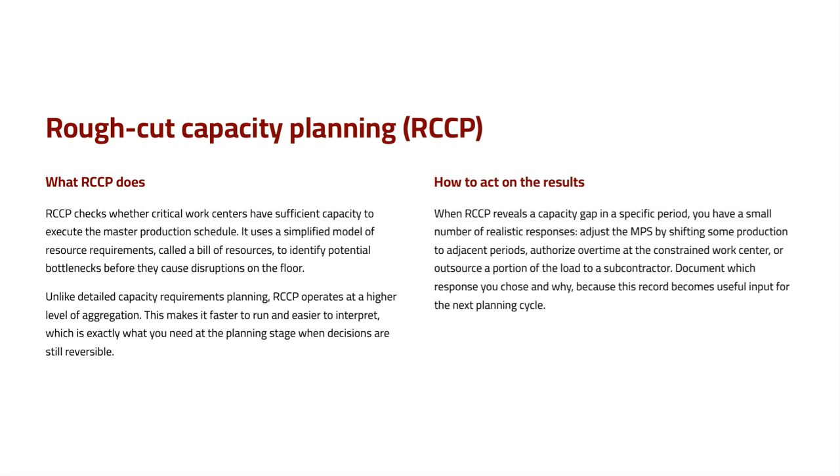Unlike detailed capacity planning, RCCP works at a higher level and is much faster to run and easier to understand, which is exactly what we need during the planning stage when decisions can still be changed. When RCCP shows a capacity gap, we typically have three options: shift some production to other periods, authorize overtime at a constrained work center, or outsource part of the workload. It's important to document the choice and the reasoning behind it, as this information helps improve the next planning cycle.